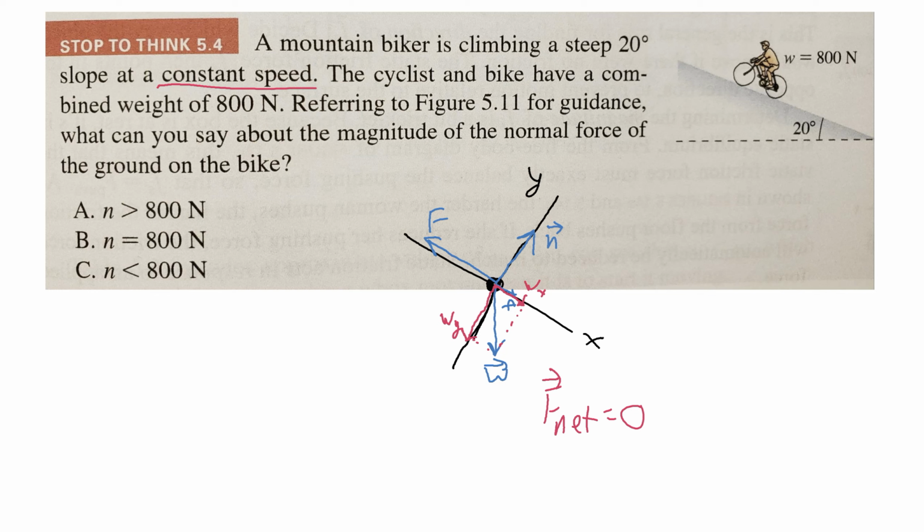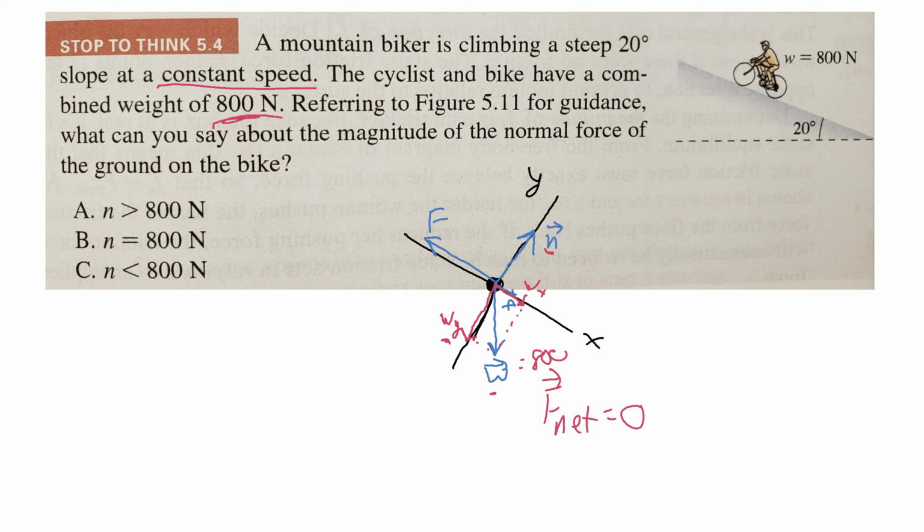Now, the question though is, what is the normal force based on these answers? Is it greater than 800, equal to 800, or less than 800? Well, the combined weight would be 800 right there. The sum of the forces in the y direction tells us that W sub y would equal the normal force. But what do we know about W sub y compared to W? It's not equal to W. Is it greater than, less than, or equal to W?